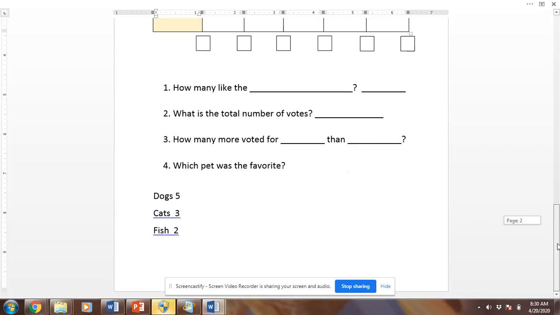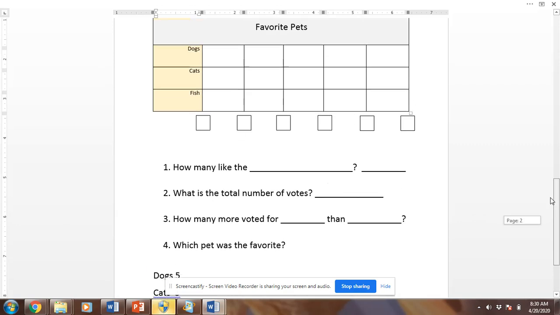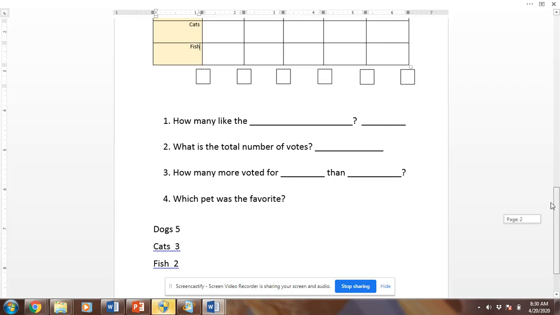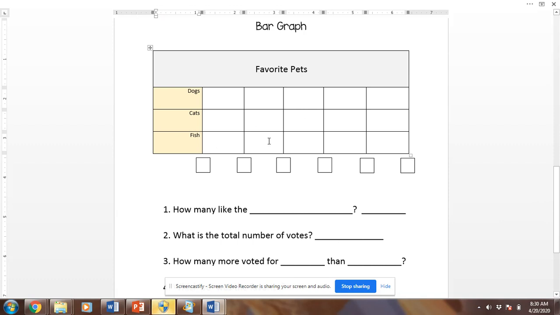5 dogs, right? So I need to go back up here. Because the most that we did were 5, I know that I have to make at least 5 areas to color in for my bar graphs. That's how we kind of determine how big we're going to make our bar graph.